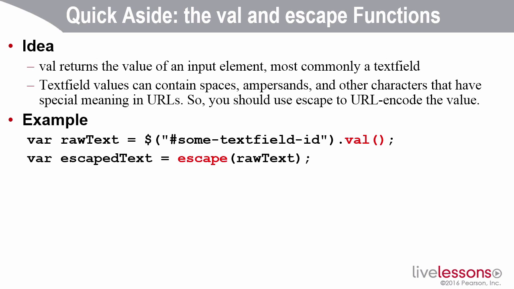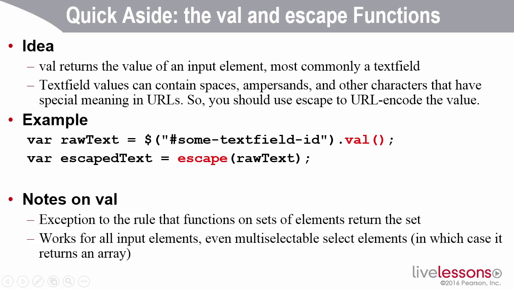So suppose that you have a text field whose ID is some text field ID. If you put a # in front, hash, then that means an ID, and so jQuery can find it, and you call val, and that returns the text field value. But that returns the raw text field value exactly as the end user typed it in, including spaces and ampersands if there are any. So if you're going to then send that data to the server in a parameter string, you need to take the raw data that you just read and call escape.